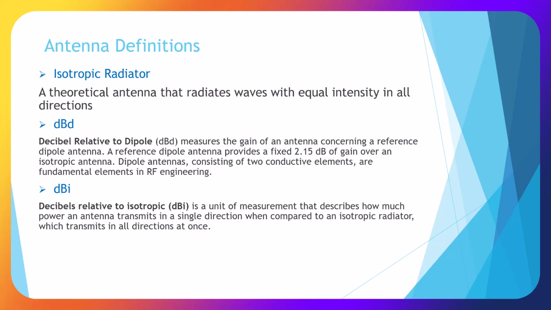And then we look at dBi, decibels relative to isotropic. It's a unit of measurement that describes how much power an antenna transmits in a single direction when compared to an isotropic radiator, which transmits in all directions at once.